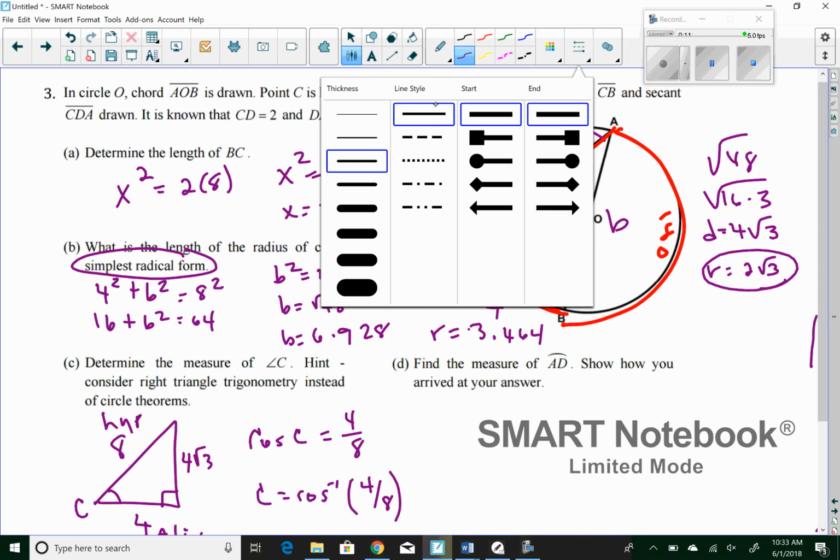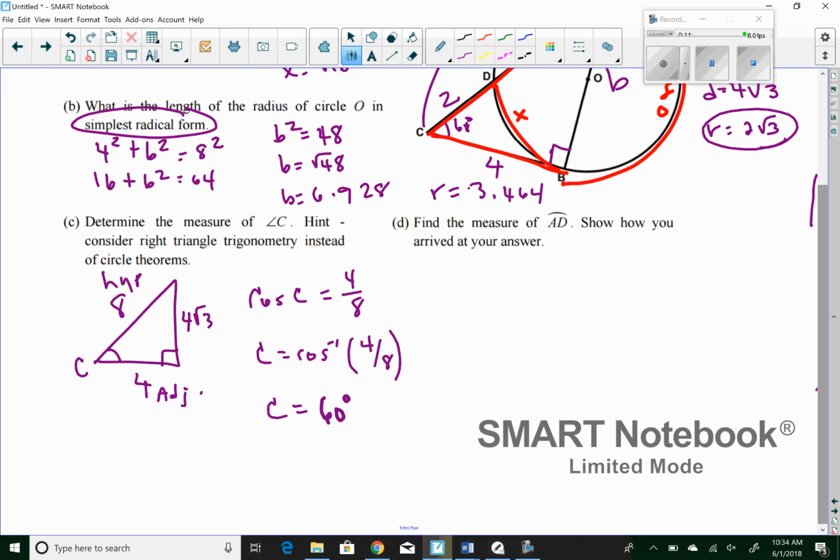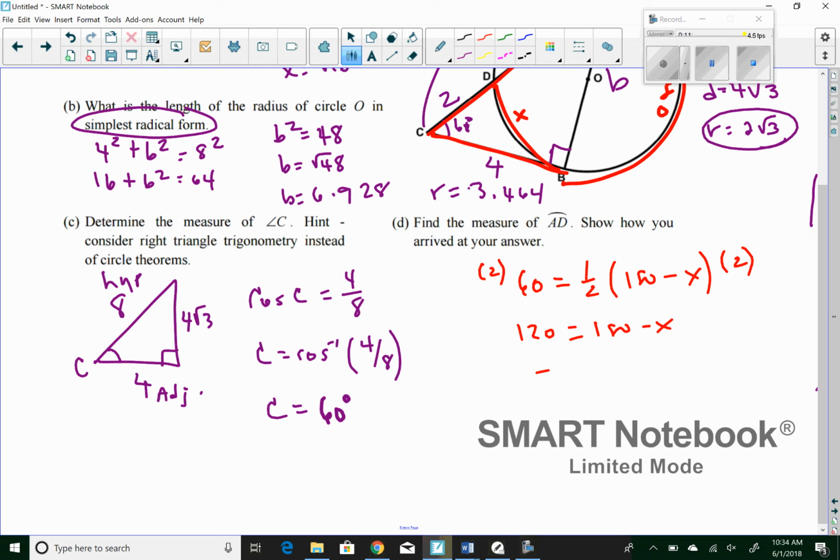If I go through and do the math involved here, I know the exterior angle of any tangent-secant relationship is equal to half of the difference of the two arcs. Multiply both sides by 2 to get rid of the 1/2. So I have 120 is equal to 180 minus x. I then can subtract 180 from both sides and get negative 60 equals negative x, or x equals 60.